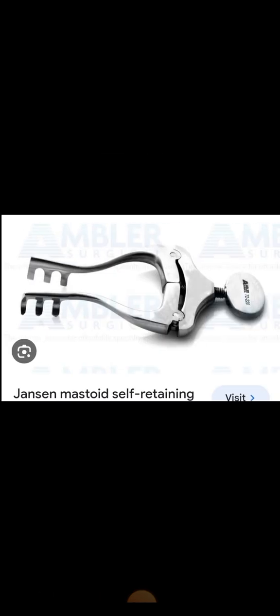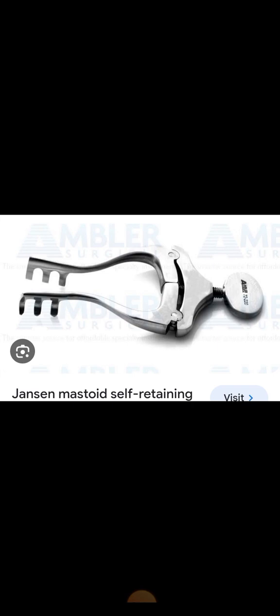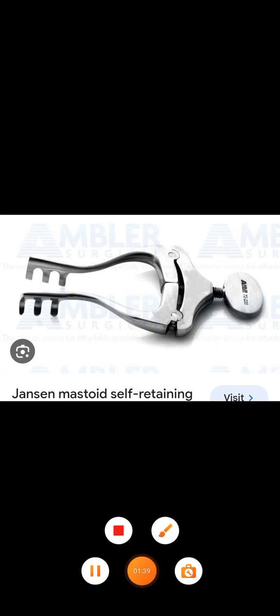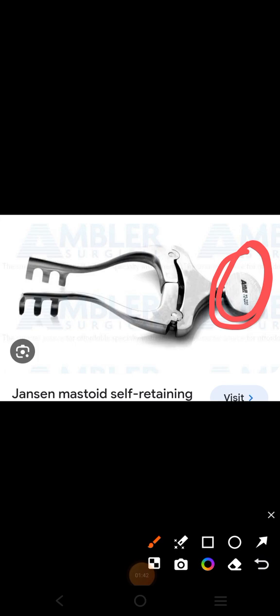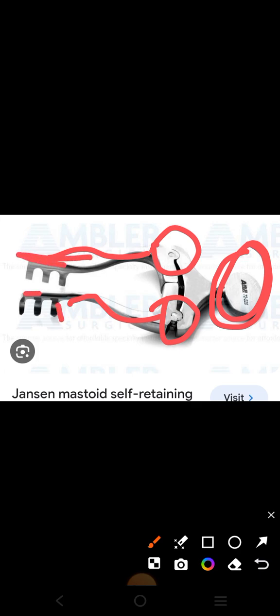Let's move forwards. The next instrument shown here is the Jansen mastoid self-retaining retractor. Remember that it has this coin type of handle to hold it, and it has two screws by which we can adjust its prongs to our desired extent, and at each end of its prongs there are three teeth that can be seen easily. As its name indicates, it is used for mastoid retraction, so it is mainly used in mastoidectomy. Almost all the instruments that I will show you here are more or less used in mastoidectomy.